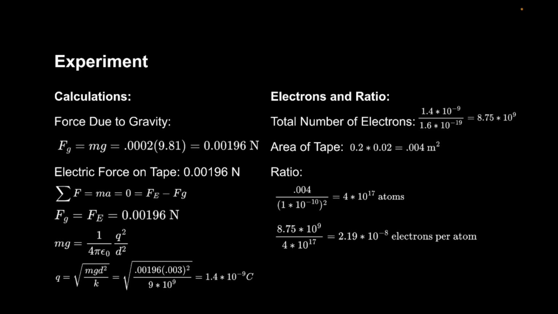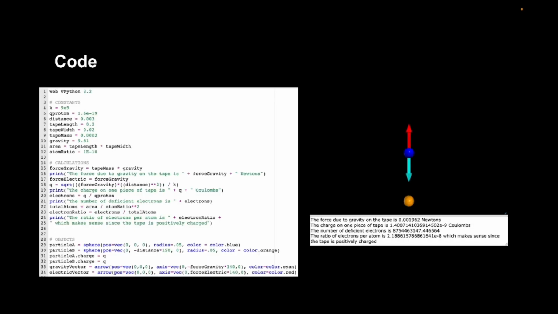And then we can calculate the number of electrons by dividing by the charge to get 8.75 times 10 to the 9 electrons. Then we can take the area of the tape and divide that by the length squared of the atoms to get the number of atoms. Then we take electrons divided by atoms to get 2.19 times 10 to the negative 8 electrons per atom. So this is the code that I used to model the point charges and the electric force and the gravitational force between both of the charged pieces of tape.